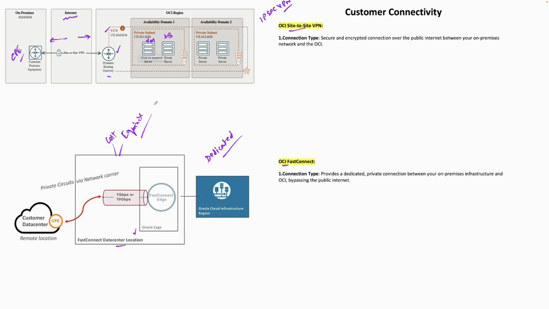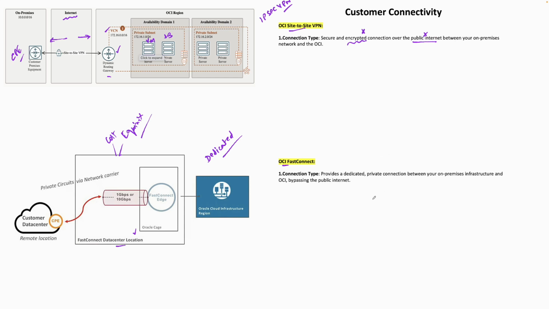The first thing is connection type. What kind of connection are we talking about? In a site-to-site VPN, you have a secure and encrypted connection over the public internet. As I said, the connection is over the public internet, but it is always secure. It is a tunnel between your on-prem and OCI. Remember, it is always encrypted and over the public internet.